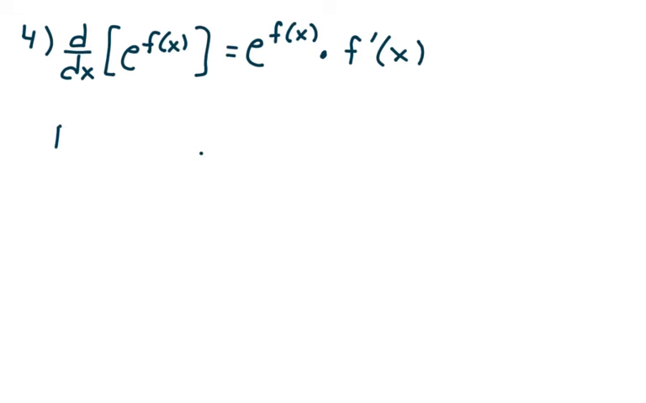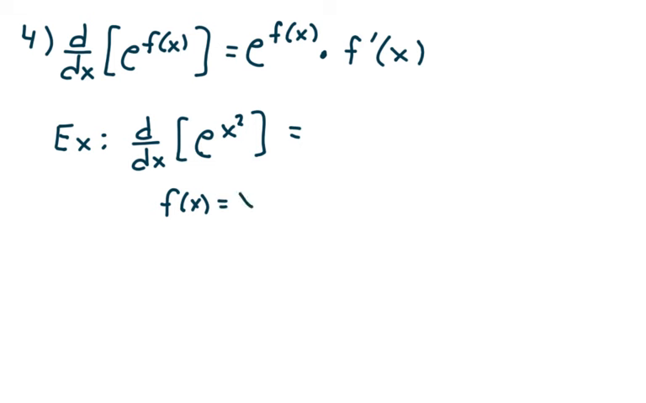Now, let's take a look at a couple of examples here. So, if I take a look at the derivative of e to the x squared with respect to x, in this specific example, notice that f of x is equal to x squared. And so I get e to the x squared. And I'm going to take that answer and multiply by the derivative of x squared. But the derivative of x squared is 2x. And so I'm just going to write this as 2x e to the x squared.